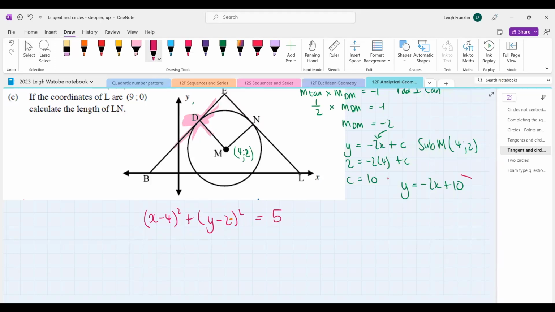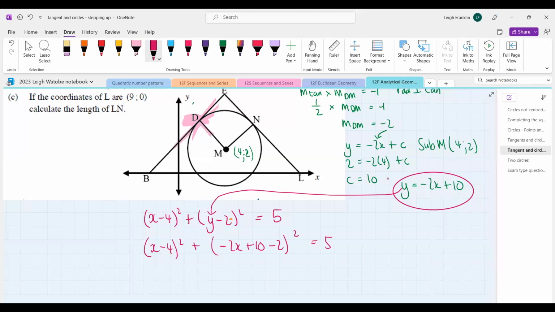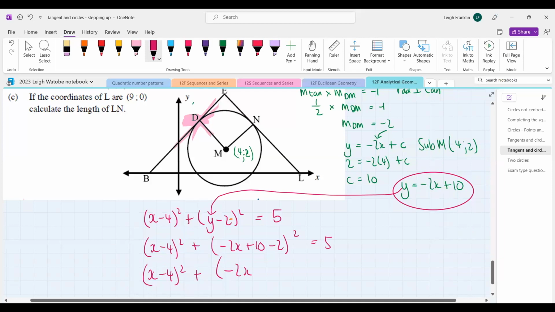Also, you've got this equation over here. So what we're going to do is take that y and sub it in there. So you would end up with x minus 4 squared plus minus 2x plus 10 minus 2 squared equals 5. Now we're going to tidy it up a little bit. So that's going to give us x minus 4 squared plus -2x plus 8 squared is equal to 5.